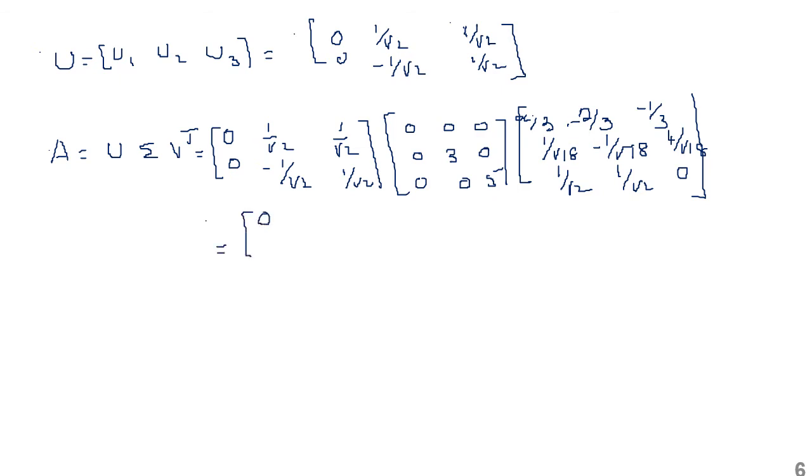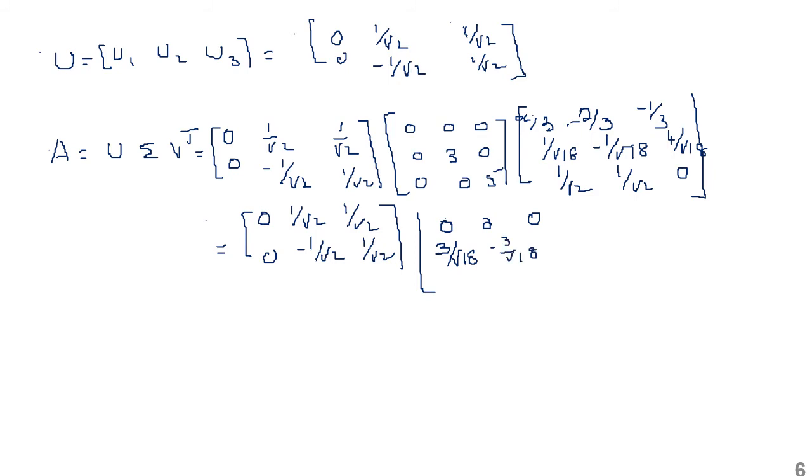We get this as 0, 1 by root 2, 1 by root 2, 0 minus 1 by root 2, 1 by root 2. And when we multiply this, we get 0, 0, 0 in the first row. Second row is 3 by root 18 minus 3 by root 18, and it is 12 divided by root 18. And here we have 5 divided by root 2 and 5 divided by root 2, and this is 0.